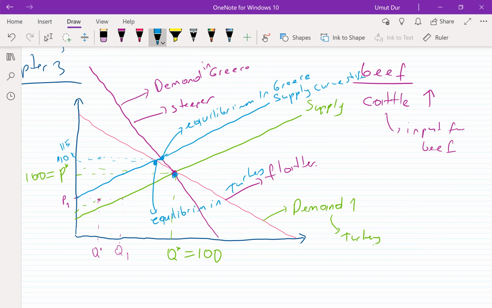Why do we have different equilibriums after the supply curve shift? You don't need to think about a very difficult answer here. The answer is very simple. Why do we have different new equilibrium points here? Because the intersection changes. The input is affecting the supply, but my point is, why do we have a different equilibrium for Turkey and a different equilibrium for Greece?